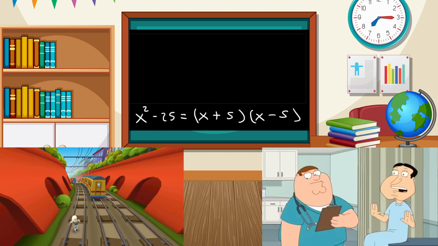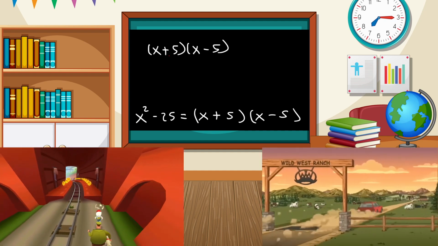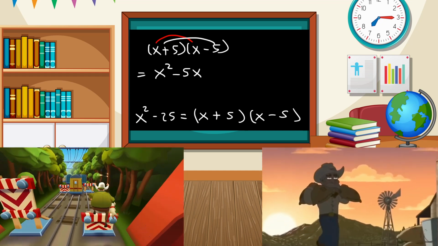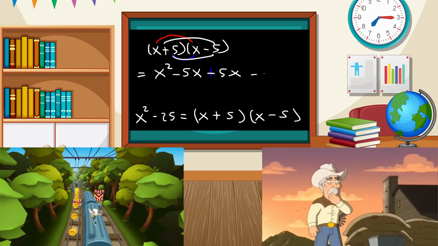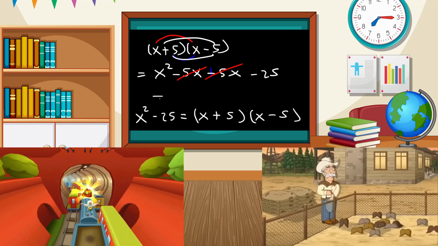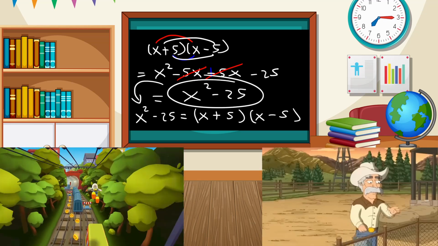And you can check it. Just to confirm our answer, let's multiply these two binomials. If we multiply x times x, that will give us x squared. And then x times negative 5, that's negative 5x. And then 5 times x, that's going to be positive 5x. And then 5 times negative 5 is negative 25. Now, negative 5x plus 5x adds up to 0. And 0 is nothing, so you don't have to write that. So our answer is x squared minus 25, as you can see here.